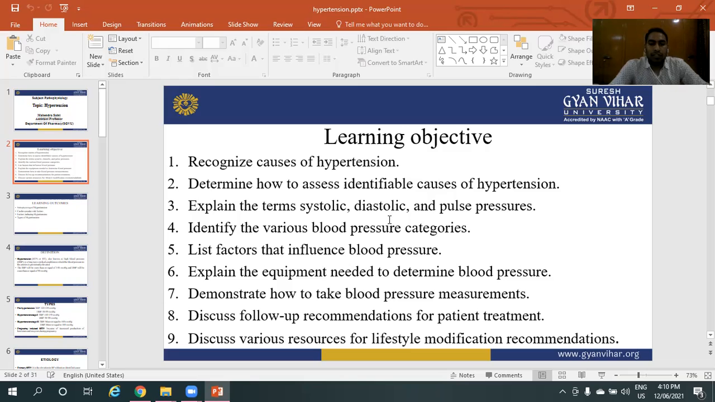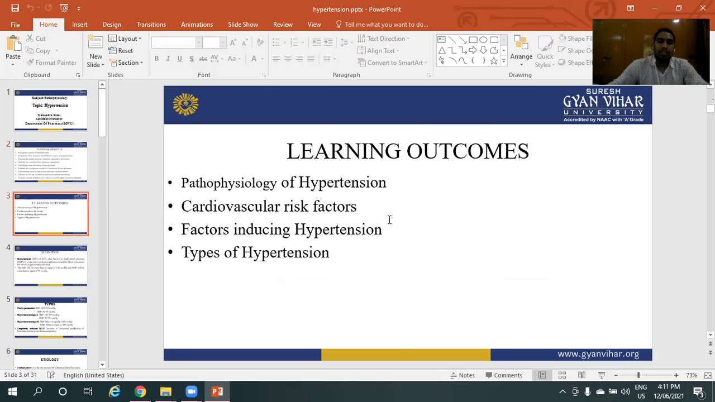The eighth objective is to discuss follow-up recommendations for patient treatment. And the ninth objective is to discuss various resources for lifestyle modification recommendations in hypertension. These are the learning objectives of hypertension.